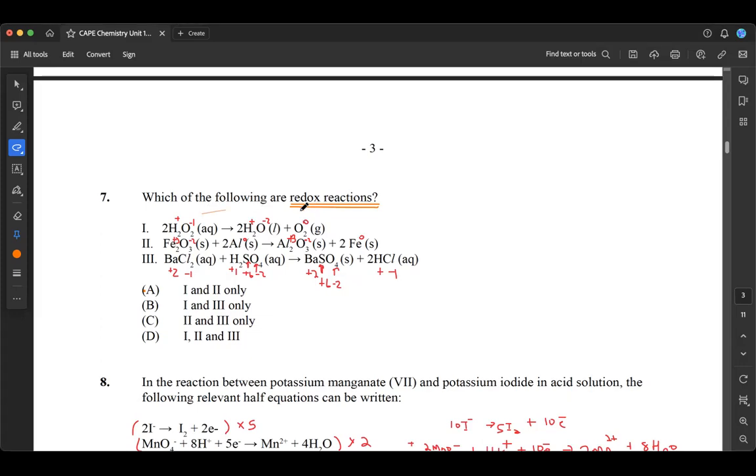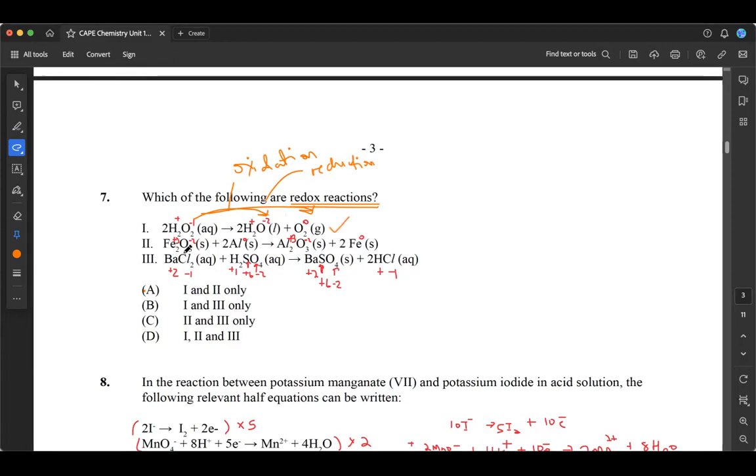So let's just follow that. That's an oxidation. And it's also being reduced. So this is a disproportionation reaction, but it's also a redox reaction. So this is going from -1 to -2. So that's a reduction. So that's a redox reaction. So 1 is good. 1 passes the test for a redox.